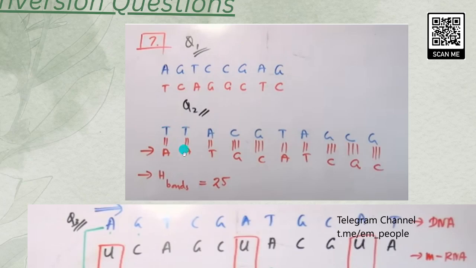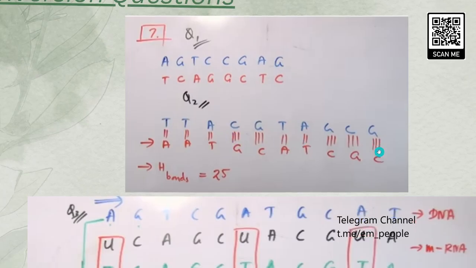For thymine we have adenine, thymine, adenine, adenine, thymine, cytosine, guanine, guanine, cytosine, thymine, adenine, adenine, thymine, guanine, cytosine, cytosine, guanine, guanine, cytosine. Adenine and thymine make 2 bonds, cytosine and guanine make 3 bonds. When we calculate all of these bonds, we have 25 bonds here.